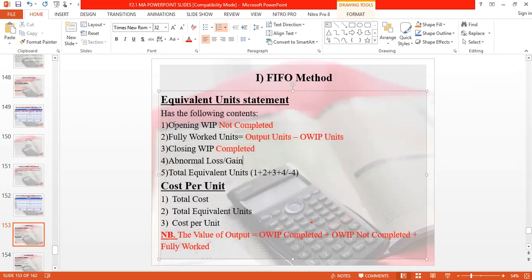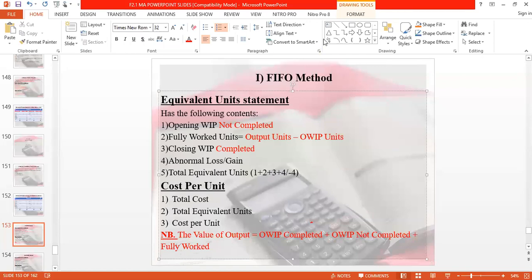That in the FIFO method, you start with what came in first, which is opening work in progress. And then you go to fully worked. You go to closing work in progress, abnormal loss, and then it gives you total equivalent units. That is what I've just explained. And then value of output is opening work in progress completed, opening not completed, and then you add fully worked.